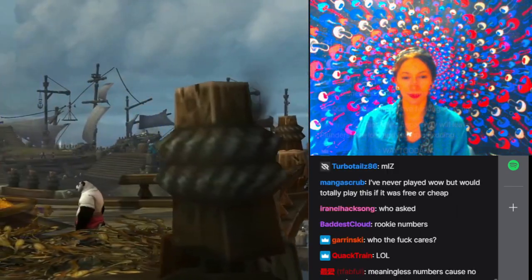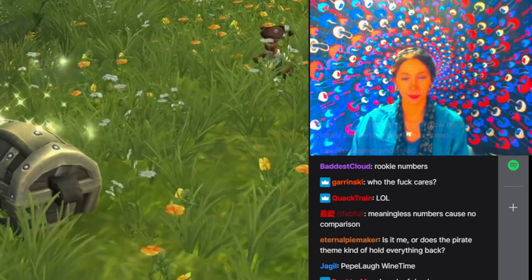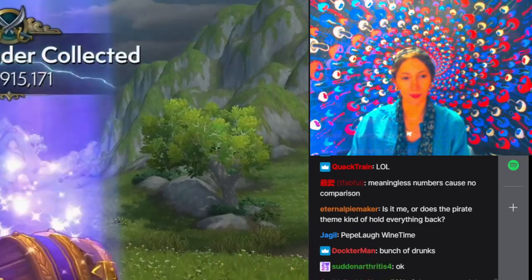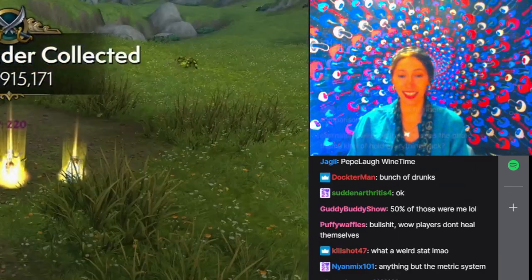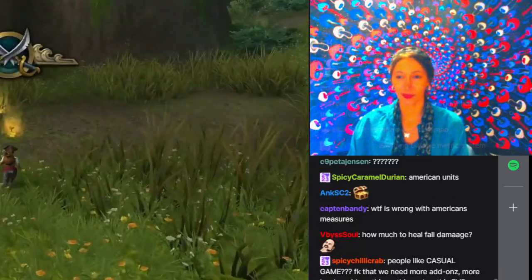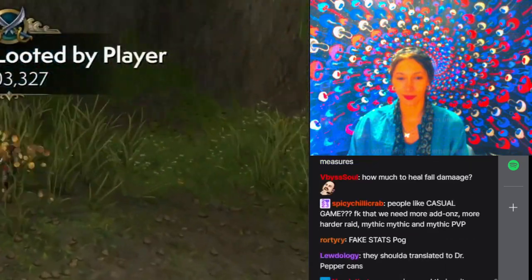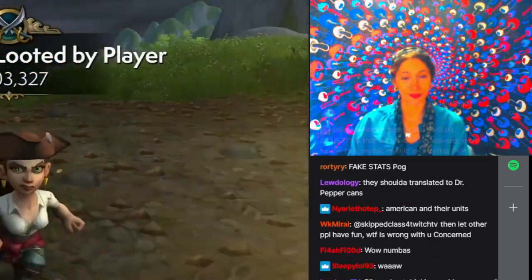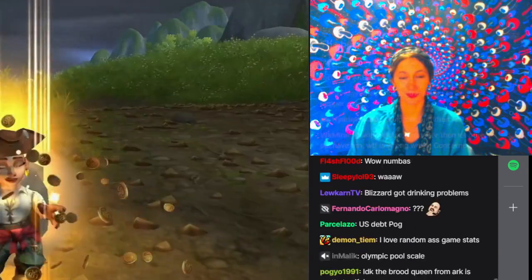That's like a lot. Like any good pirate, players have been looting chests to gear up and gathering piles of gold. So far, 840,171 pounds of plunder have been collected, with the most plunder looted by a single player being 1,403,000. Who the fuck is that?